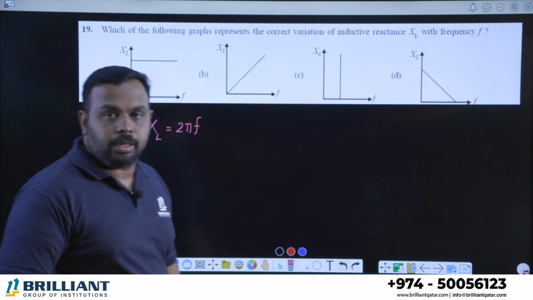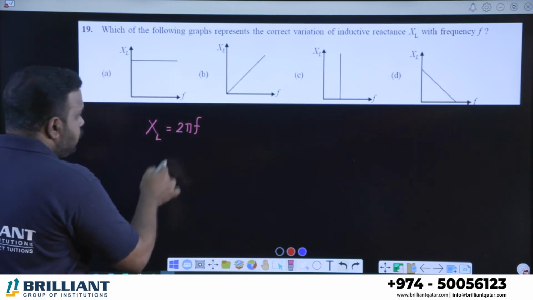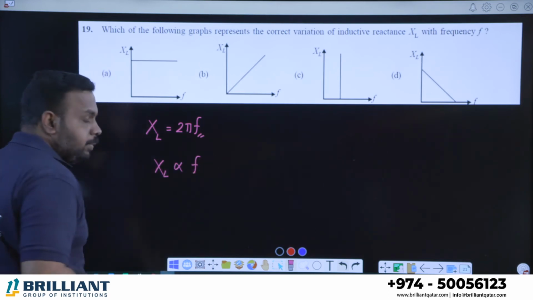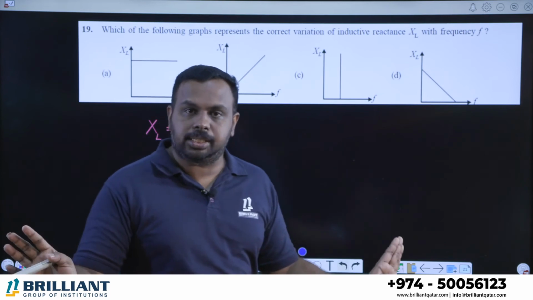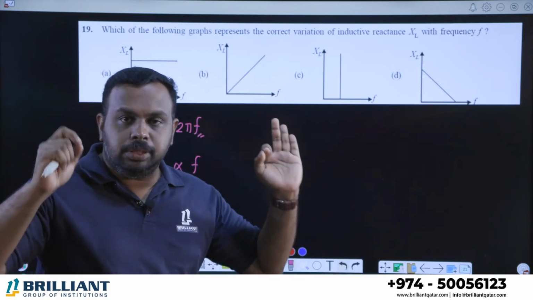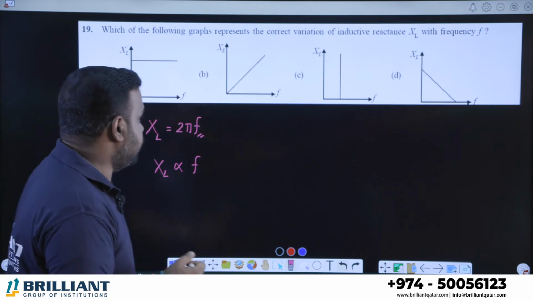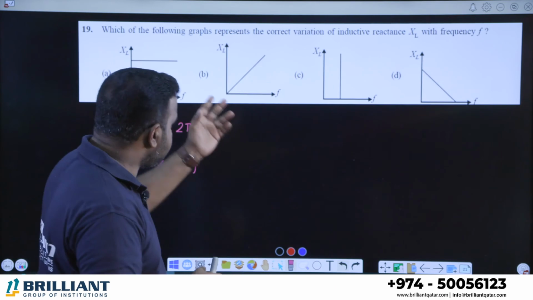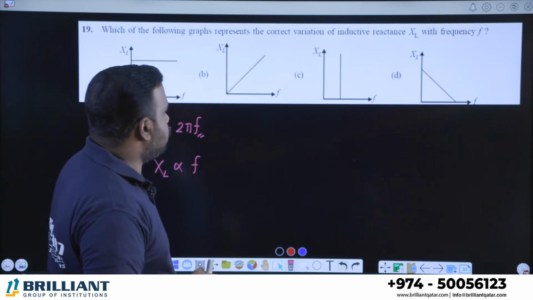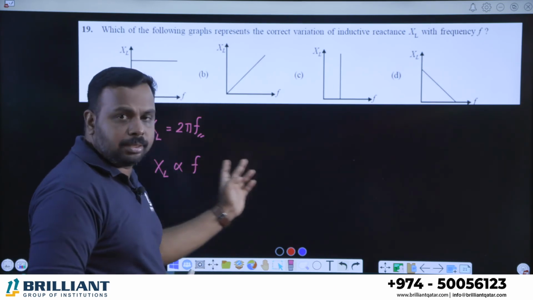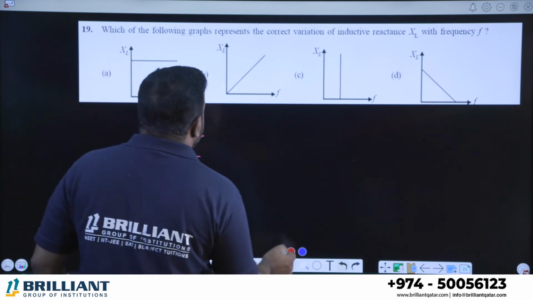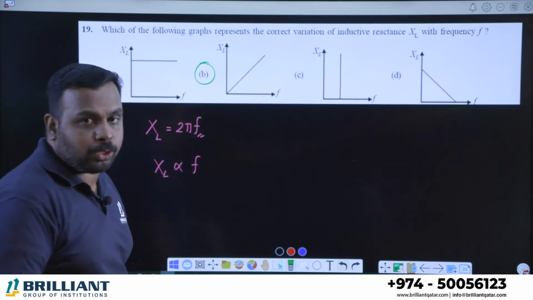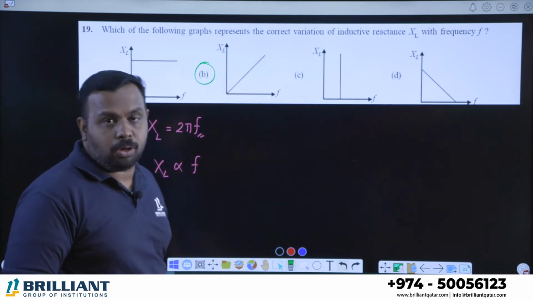From this you can see that where f is the frequency, clearly XL is directly proportional to the frequency. Directly proportional, that's it, we got the answer. Out of these graphs, which graph is showing a directly proportional relation? Directly proportional means the graph will be a straight line with a positive slope. So which one? The first one. As the frequency increases, inductive reactance also increases. That means the answer is option B. You can see the graph is a straight line with a positive slope. So B is the correct option for this question.